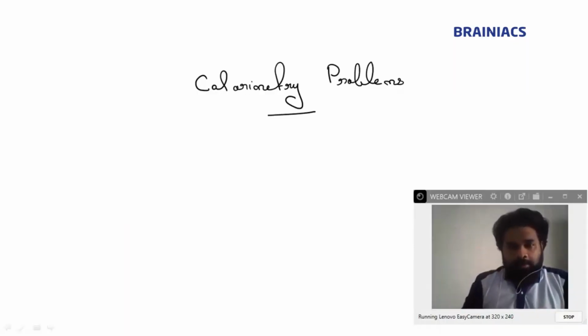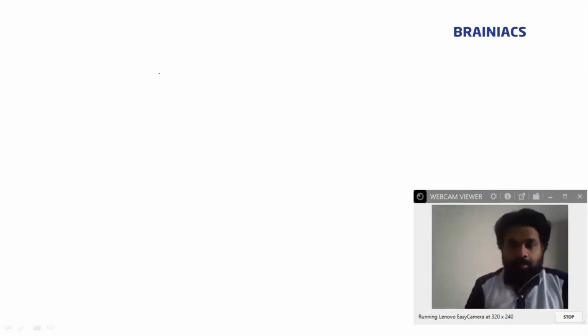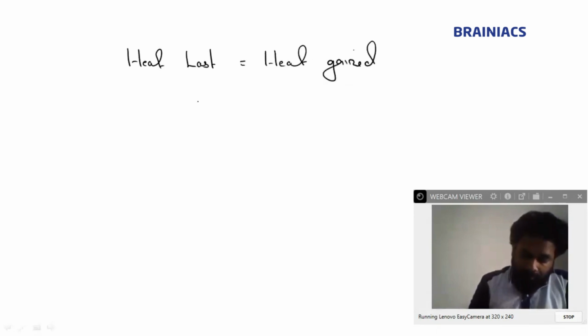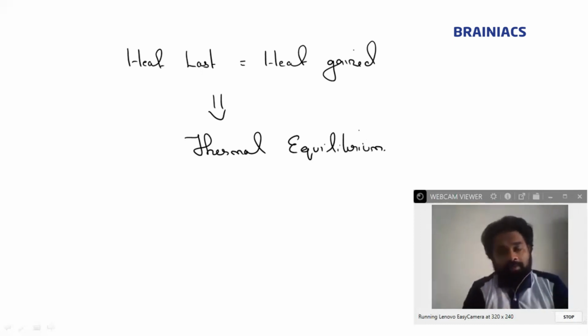Hello students. In this session we will do problems on the topic calorimetry. What is the principle of calorimetry? Heat lost is equal to heat gained. Then what will happen? This will result in thermal equilibrium. So both of the bodies should have the same temperature.